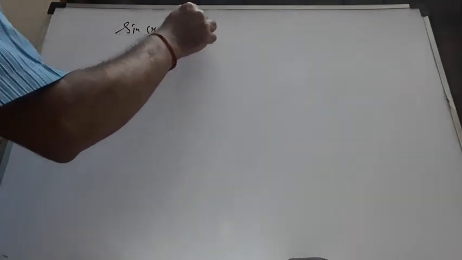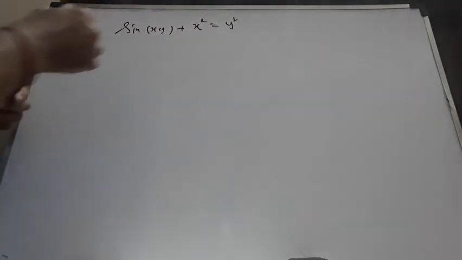The examples which I gave you just now: y is equal to sine x, x is equal to cos 2y, etc. Then coming back to the implicit functions, if we are not able to express y as a function of x or x as a function of y directly, such functions are called implicit functions. Example is sine xy plus x square is equal to y square.